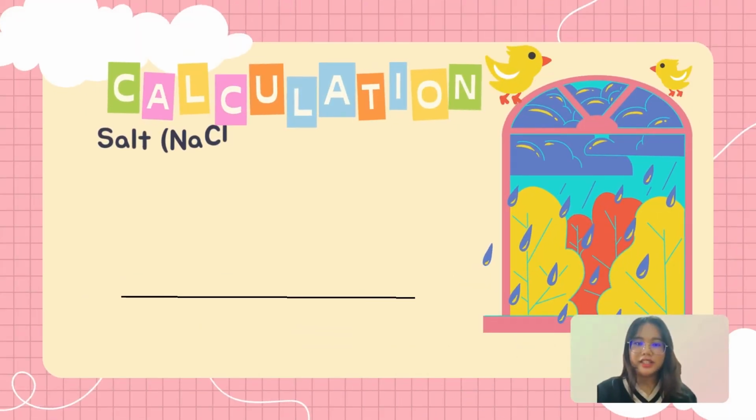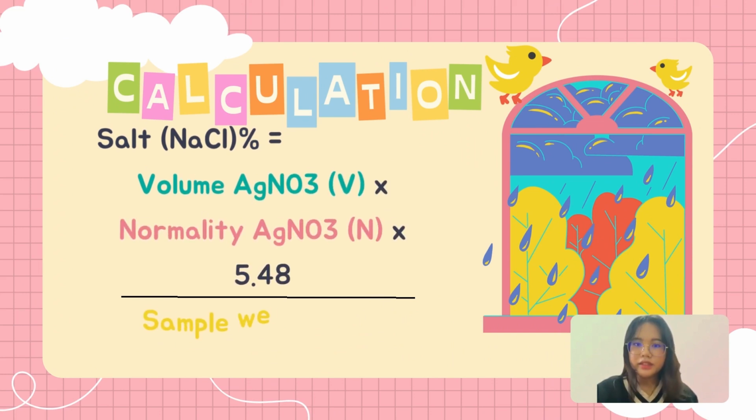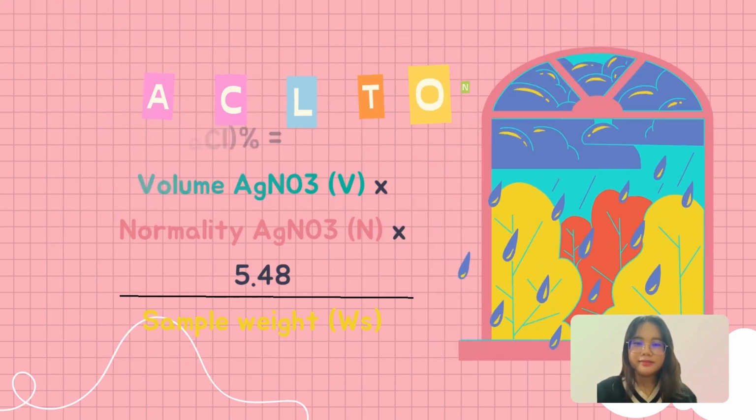For the calculation to determine the salt percentage, the volume of silver nitrate is multiplied with the normality of silver nitrate as it is already labeled, and paired with the weight of the sample.